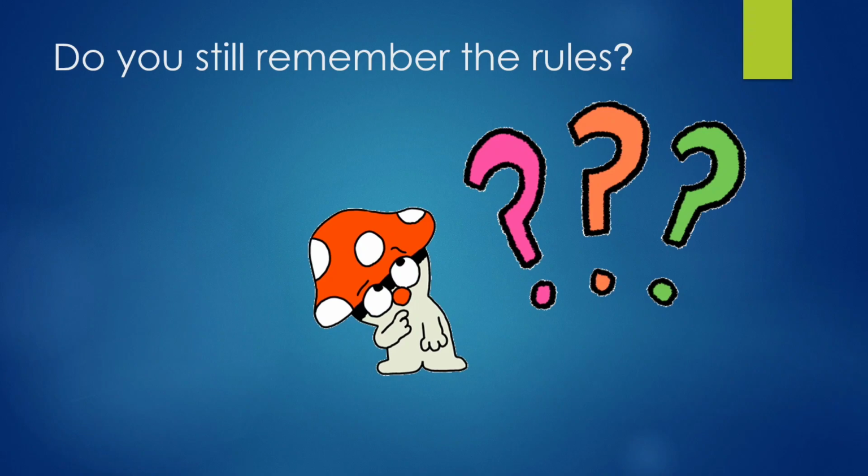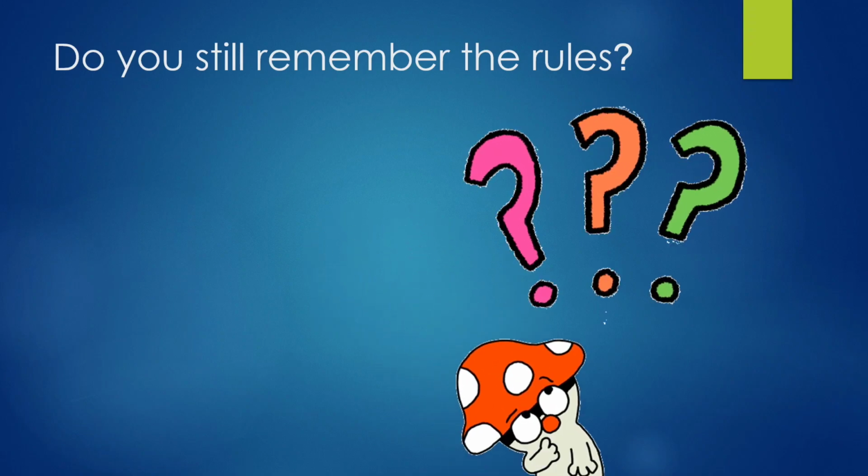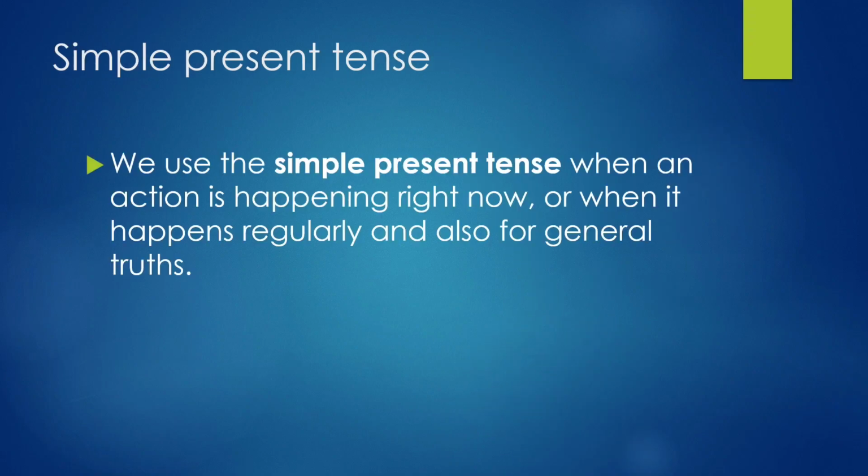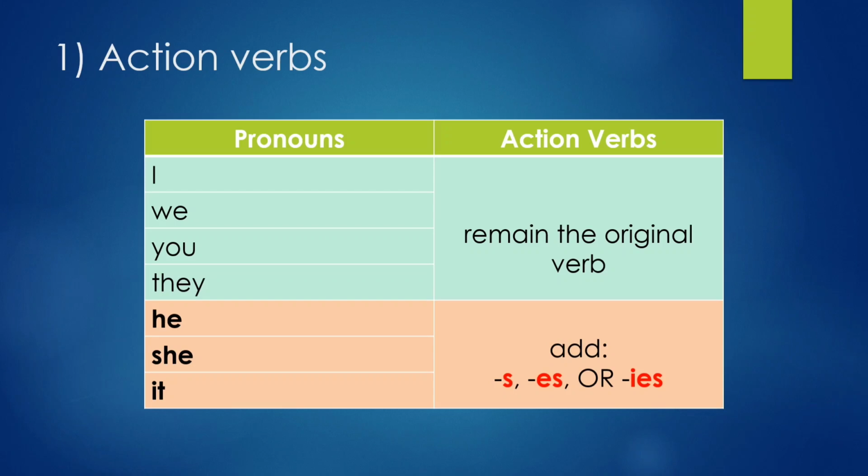Do you still remember the rules in simple present tense? We use the simple present tense when an action is happening right now or when it happens regularly and also for general truth. In this lesson, I am going to explain the simple present tense topic in three parts. The first part, I'm going to explain about the action verbs.